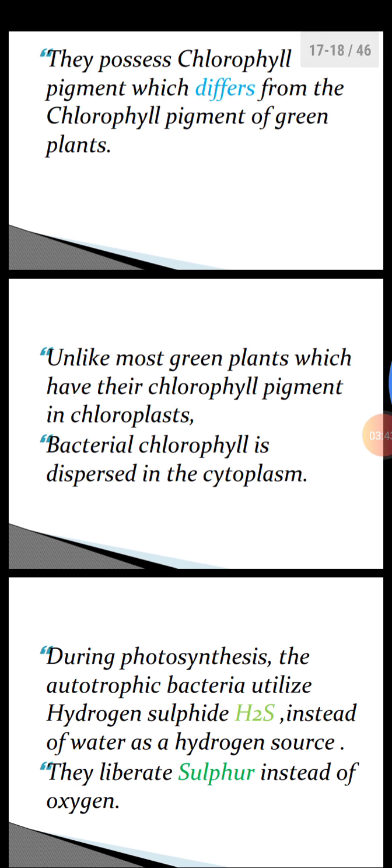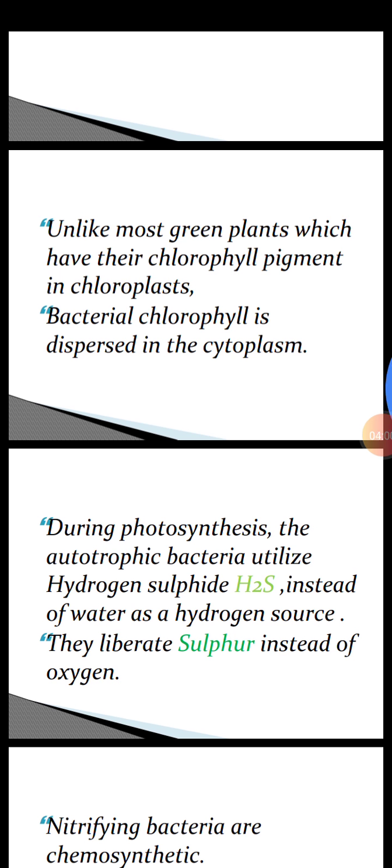Unlike most green plants, which have their chlorophyll pigments in special organelles, chloroplasts, that is why they are green in color, because they have chlorophyll. But bacterial chlorophyll is dispersed or scattered in the cytoplasm. Plants' chlorophyll is present in the chloroplast organelle, while bacterial chlorophyll is present in the cytoplasm.